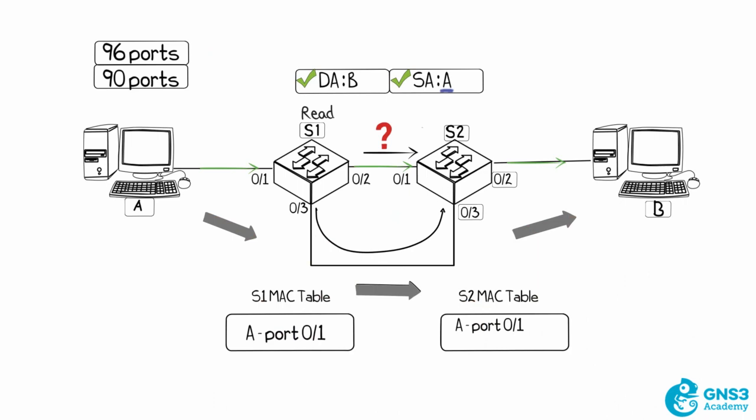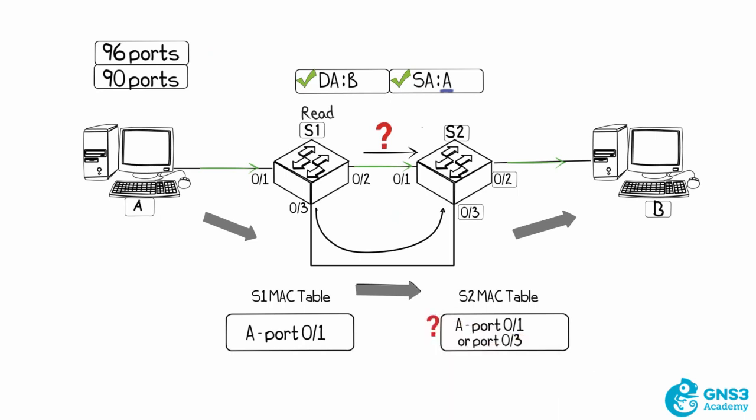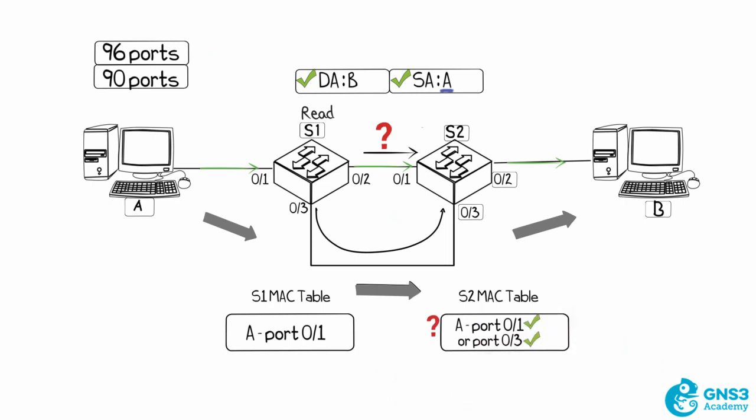However, the switch also receives the frame on port 3. And this is where it gets a bit confusing. Where is A from the switch's point of view? Is it on port 1 or is it on port 3?